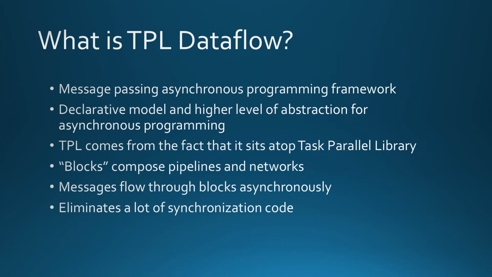So messages flow through these blocks asynchronously. Now that's very important to understand, because in a flow, you typically are producing data, and it's being processed and being passed out to the next block. And you want to do this asynchronously, so processing somewhere down the pipeline doesn't stop messages from being pushed into it. And the whole asynchrony behind TPL data flow allows things to happen in a much more asynchronous fashion, and it eliminates a lot of the synchronization code that you would have to write otherwise.